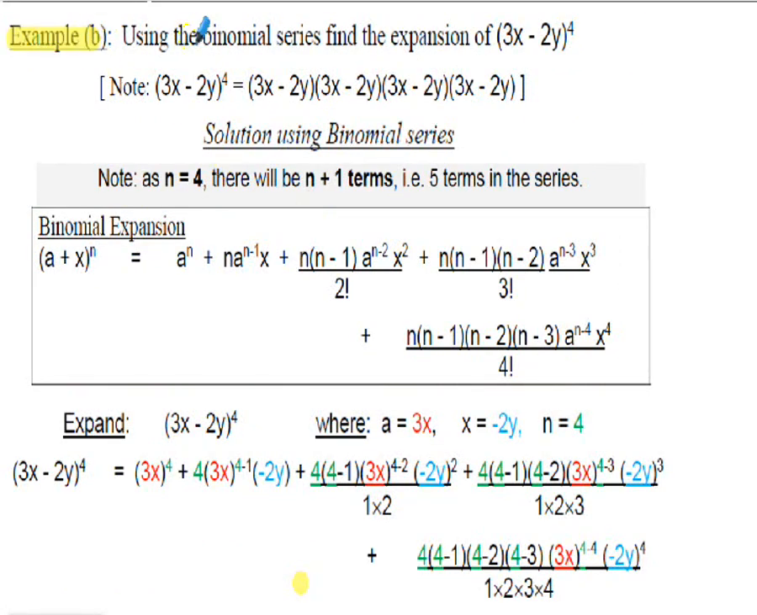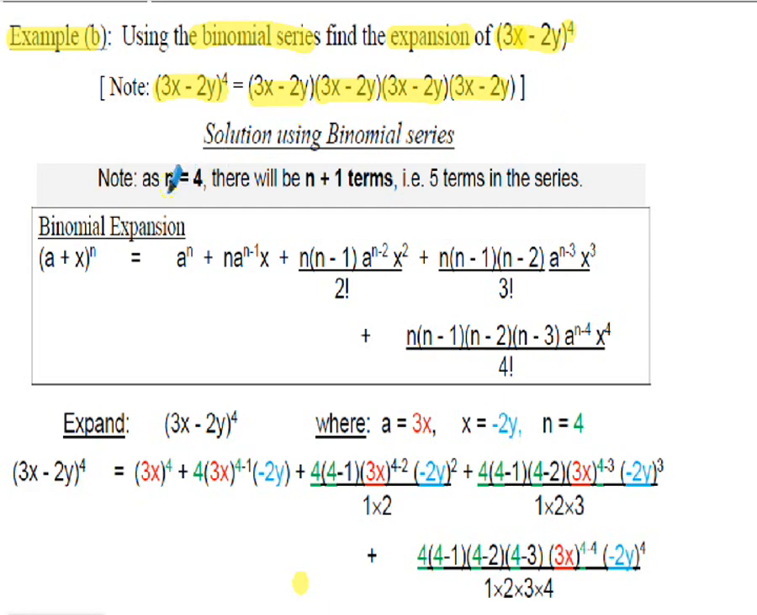Example B here. Again, we're going to use the binomial series to expand the bracket (3x - 2y) raised to the power of 4. Now that is a more complicated expansion because that means that (3x - 2y) times (3x - 2y) times (3x - 2y) times (3x - 2y). Doing that algebraically with our traditional methods would be quite time consuming and we'd probably make a lot of mistakes. So it's easier to use the binomial expansion, the binomial series, in this case.